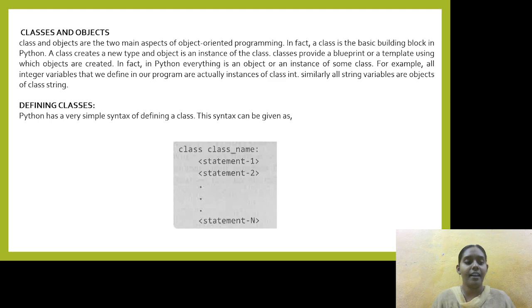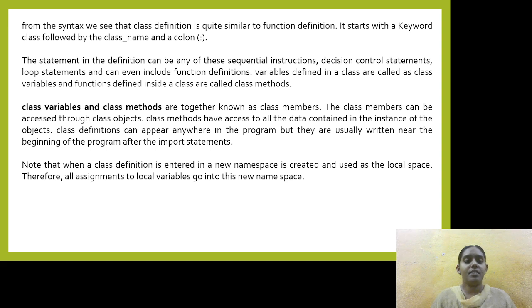Here we are defining classes, and Python has a very simple syntax for defining a class. This syntax can be given as the keyword class and a class name. For example, if we take class Student and a list of statements. From the syntax, we see that the class definition is quite similar to a function definition. It starts with the keyword class followed by the class name and a colon.